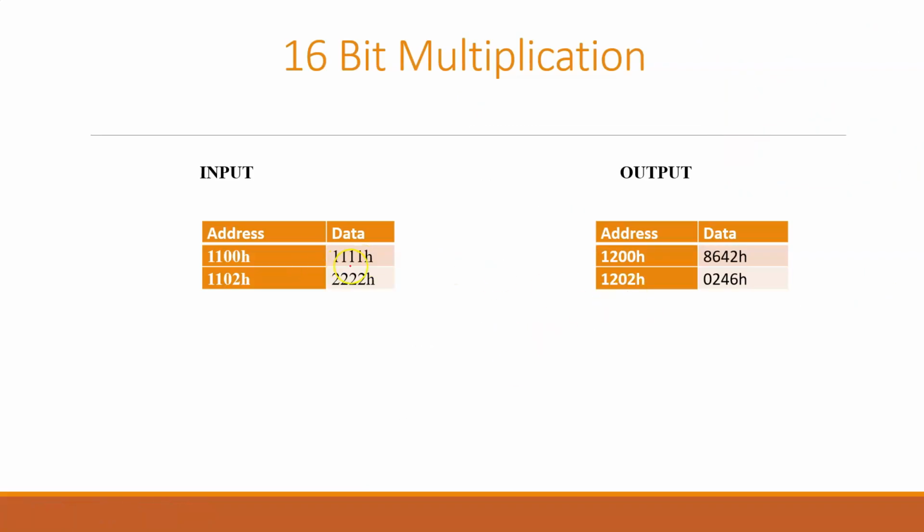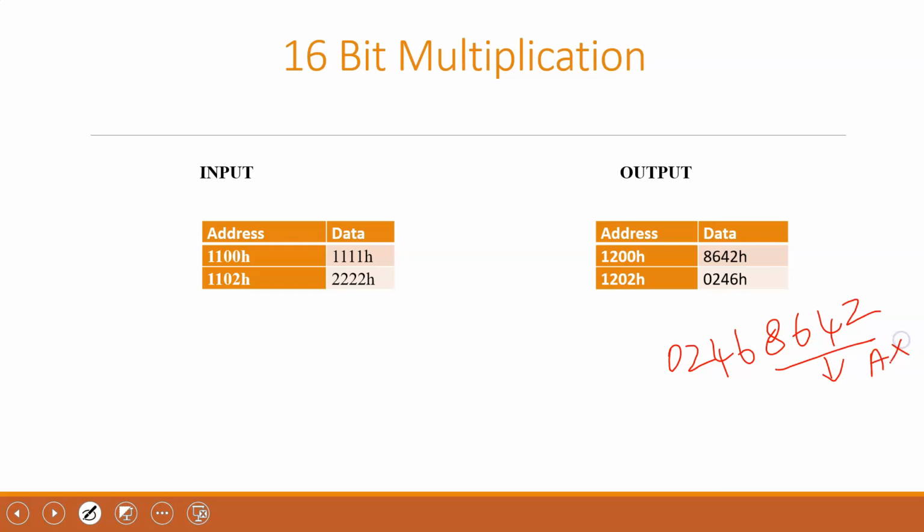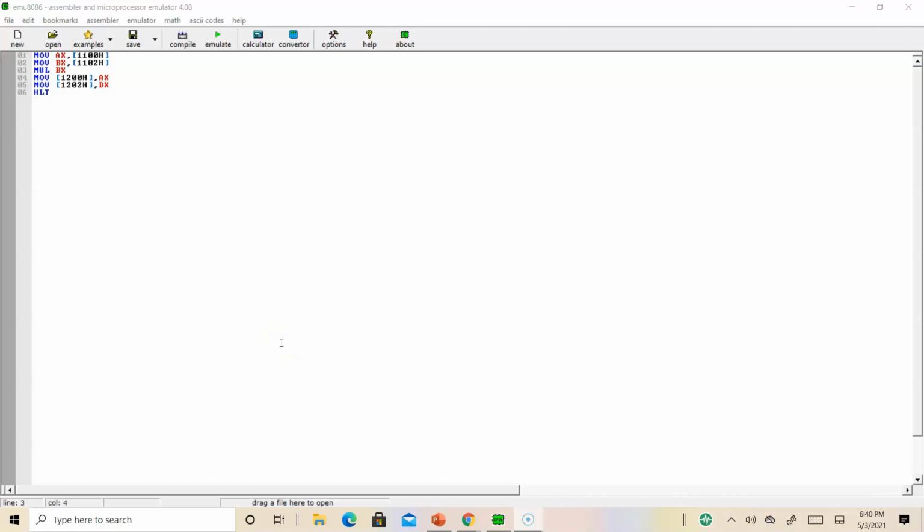So I am considering 4 ones at 1100, and then 4 twos at 1102. So when I perform multiplication of these two data, I will be getting the result as this. Actually this is your result. This is stored in your AX, that I am going to store in 1200 memory location, and this by default is stored in DX register, that I am moving to 1202 memory location.